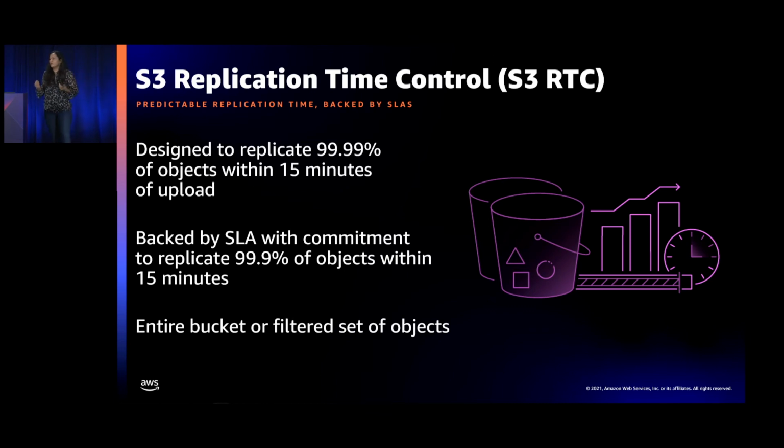So if you're a customer looking for a predictable, SLA-backed guarantee on your data replication, you should consider using S3 RTC. RTC is designed to replicate 99.99% of your objects within 15 minutes of your upload, with replication typically completing within seconds. You get an SLA commitment that says that 99.9% of your objects will get replicated to your destination bucket. RTC can be applied to the entire bucket or a subset of objects that are filtered by prefix or object tags.